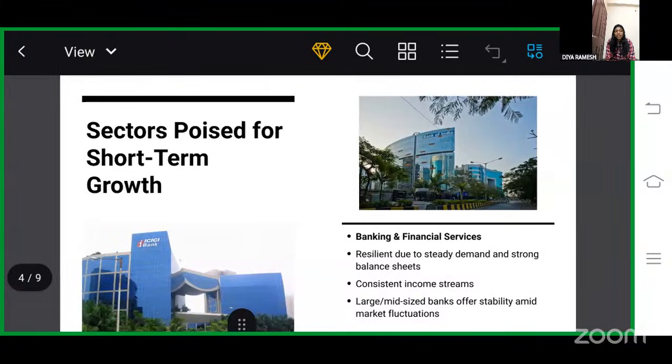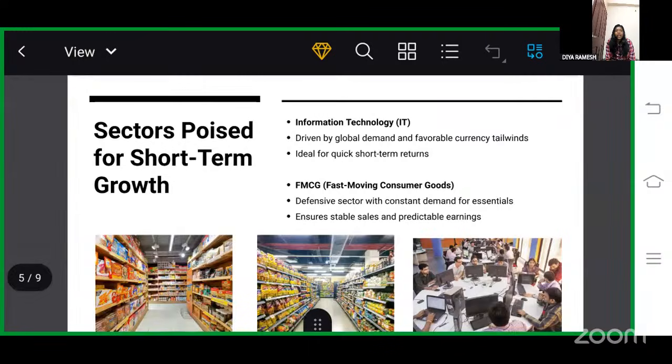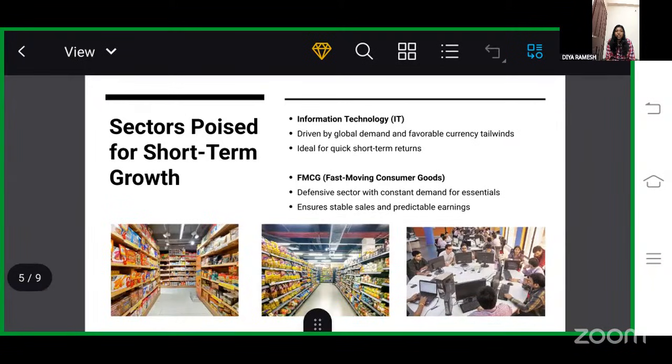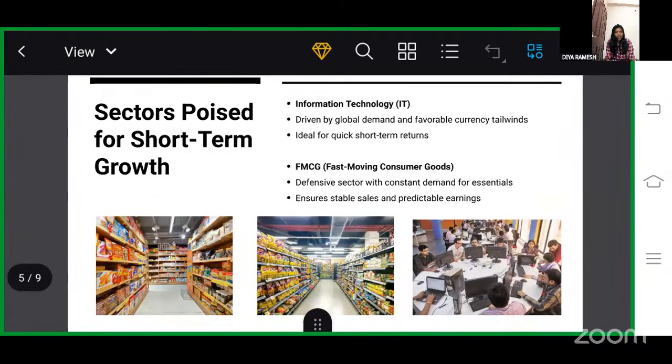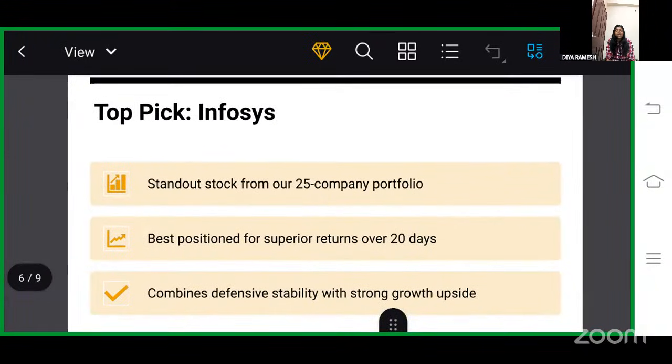Based on our analysis, we identified three key sectors poised for short-term growth. Banking and financial services were selected for their stability and consistent income streams. The information technology sector was chosen due to strong global demand and favorable currency movements. FMCG was included as a defensive sector as demand for essential goods remained constant even during market fluctuations. After analyzing all shortlisted companies, Infosys emerged as our top conviction pick. It is a large cap IT company known for its predictable performance, low volatility, and strong institutional confidence, making it ideal for a short term investment strategy.